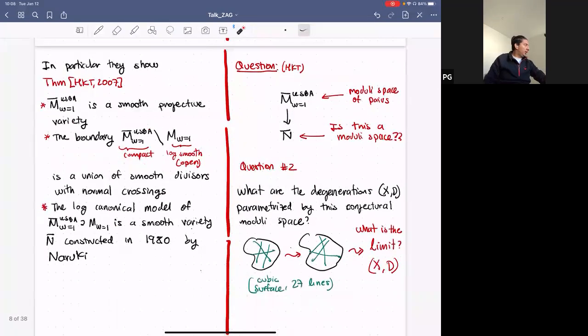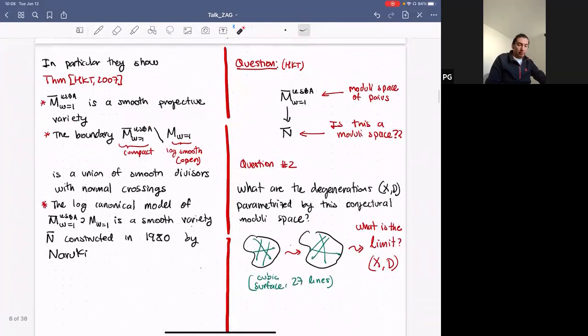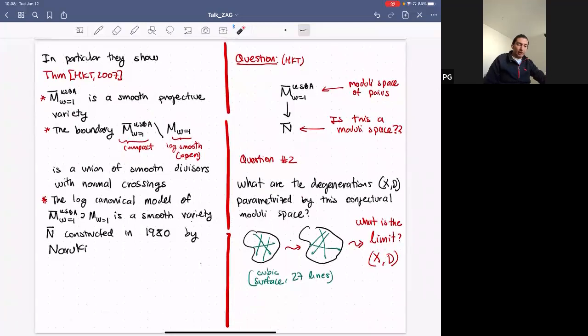And there is a second question that I also would like very much to understand better, and it is: what are the degenerations parameterized by this conjectural moduli space? Because this is something that I really think about, like limits. I remember in calculus, they give you a series and you have to decide if it converges or not, but you never know where it converges. And here it is like, okay, I know that this has a limit because it's a compact space. You have a family of cubic surfaces that degenerate, but I would like to know what is the surface that you find when you go to this boundary. So those are the two questions that led our work for a while.